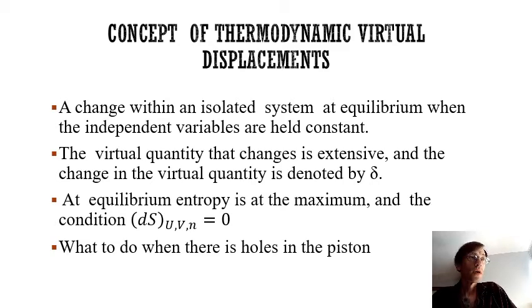First, a virtual displacement is a change within an isolated system when the independent variables are held constant. For example, if you're using Gibbs energy, the independent variables would be temperature and pressure. Also, all virtual displacements are extensive quantities and are denoted by delta right there.